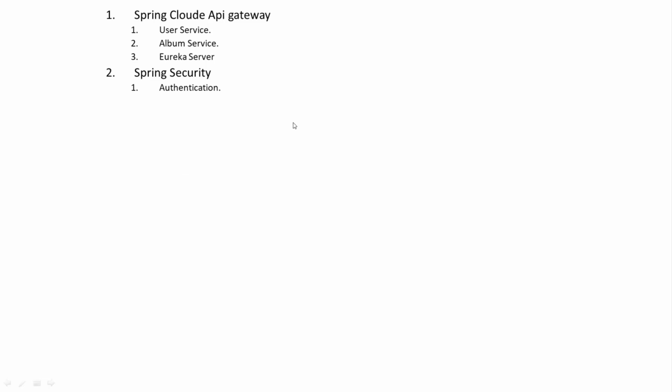We will do the authentication and the authorization by using the JWT token. And as we have two services, we have to secure this API. So we will learn how we can secure the API in the album service and in the user service. And also one more thing, I already created one playlist that is the Spring Security and Zuul API Gateway.